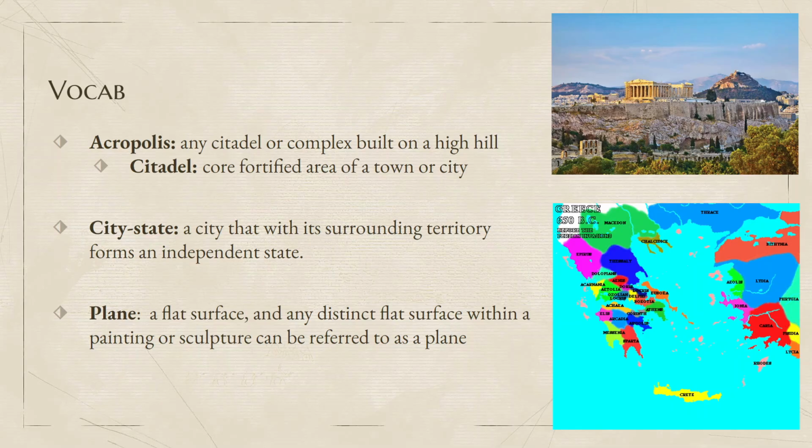And then a citadel, we've had the citadel of Darius and Xerxes at Persepolis already, but a citadel is any core fortified area of a town or a city. It's kind of like the main building.